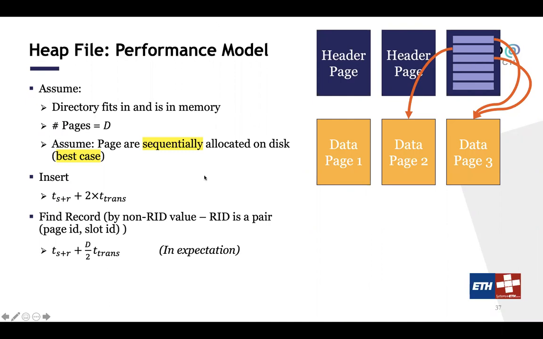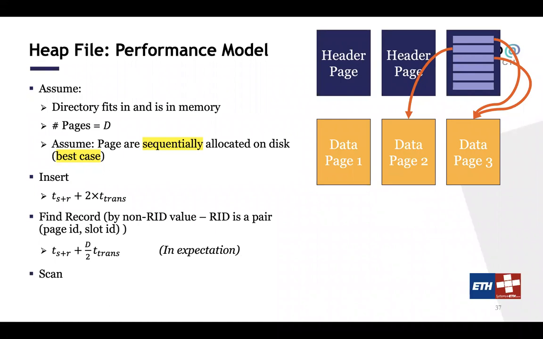Okay. So what's the performance of finding a record? If you are trying to find a record by some non-RID value, so you are not trying to say, give me a tuple with RID equal to this, the only way you can do it is to scan all the tuples and find it. So it's the same as in the previous case, but here, because all the pages are sequentially allocated, you pay one unit of seek and rotate, and then you keep reading those pages one by one. In expectation, you need to read D over two pages to find that tuple. So you have this performance model in expectation under that assumption.